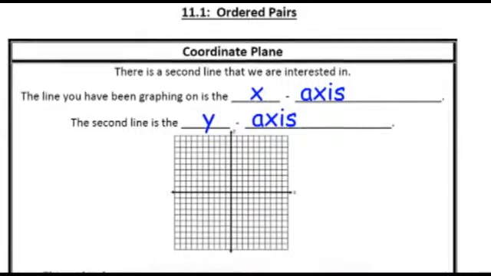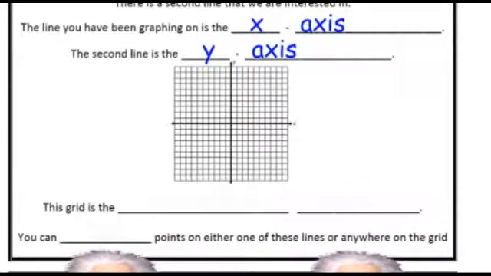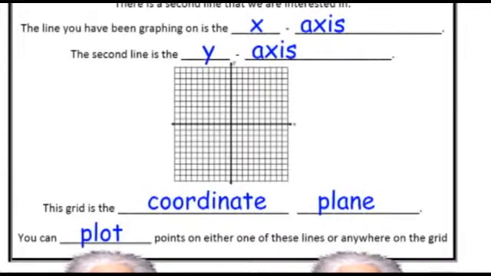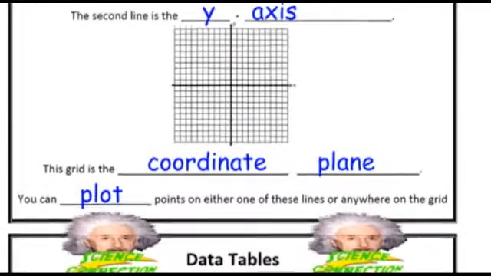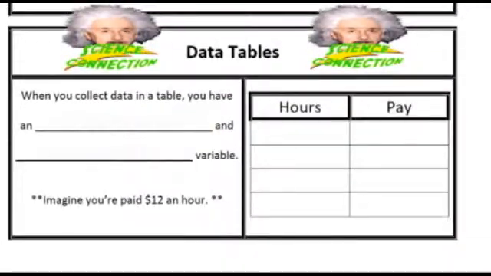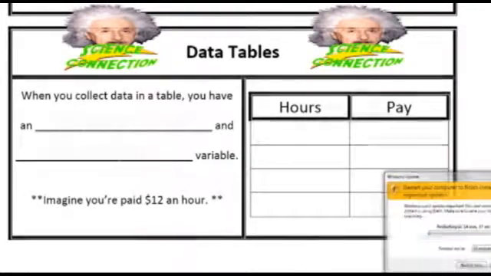So x is horizontal, y is vertical. Y to the sky, some people say. This grid is called the coordinate plane. A plane is any long, overextending, infinitely large, flat surface. So you can plot points on either one of these lines or anywhere on the grid. So we are not restricted to just plotting on the lines. In fact, plotting just on the lines have very specific names that we'll be talking about later this week.